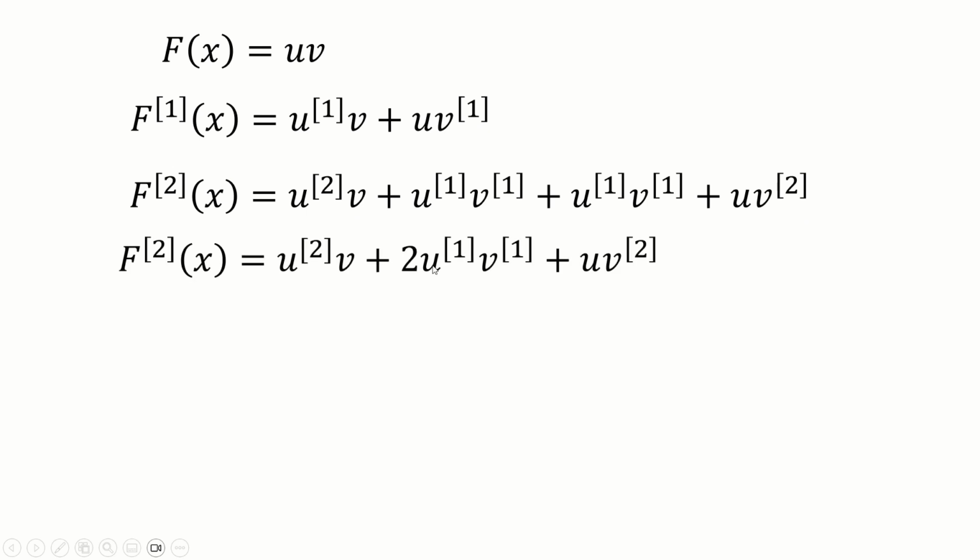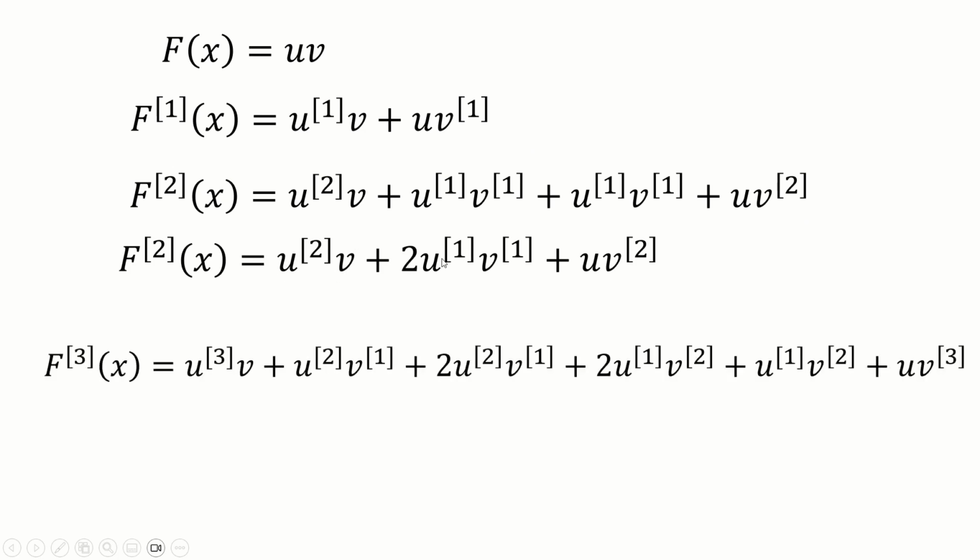Then if we do it again, okay, we're going to create 6 things again. Differentiate via product rule here, u3v, and then u2v1, I guess will happen there. And then 2u2v1, and then 2u1v2, leaving the first alone and the second each time. And then finally here, u1v2, and then uv3. And you can combine this and this to make 3 of them, and this to make 3 of them.